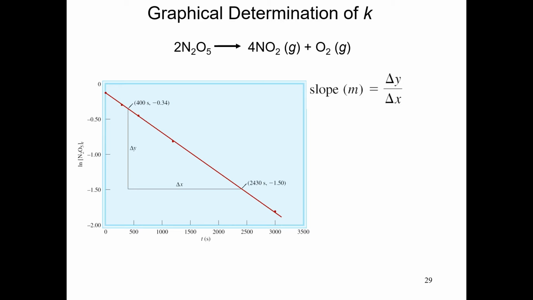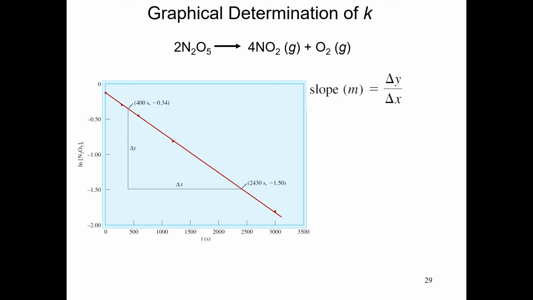So in this case, we have highlighted two data points here, the one for 400 seconds and the one for 2,430 seconds. And we can see the corresponding values of the natural logarithm there. By the way, the natural logarithm is one of those functions where once we apply it, we do not consider it to have any units at all.